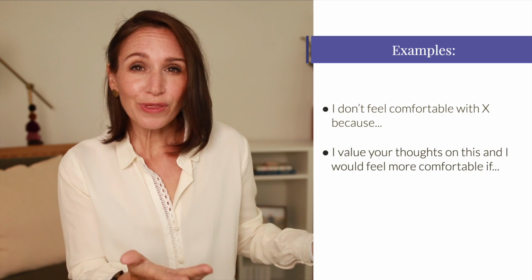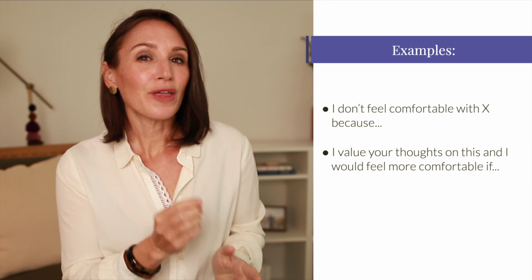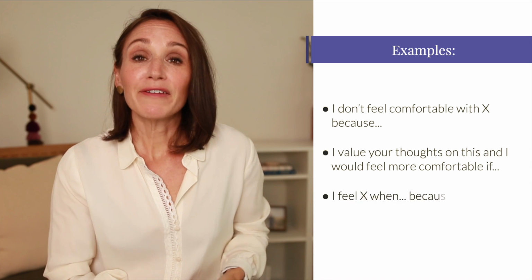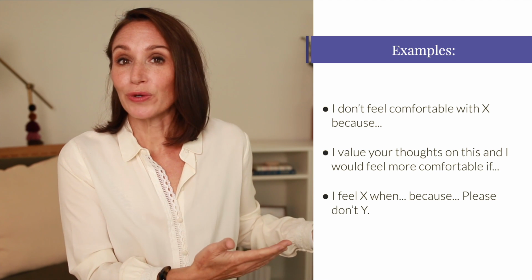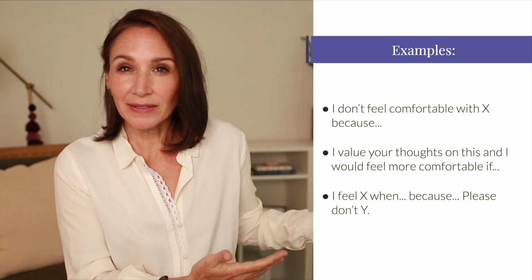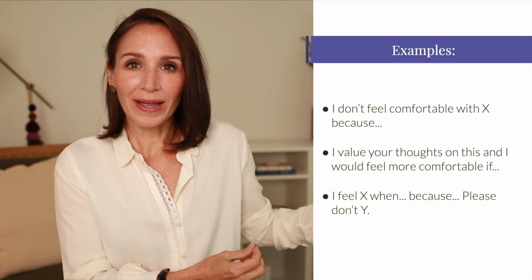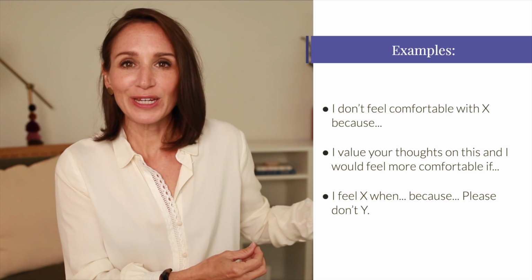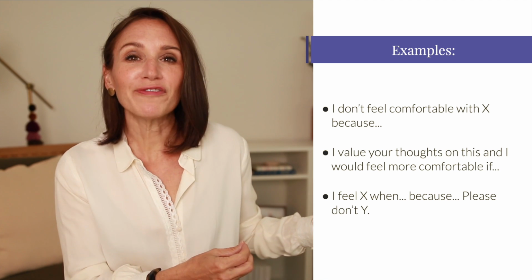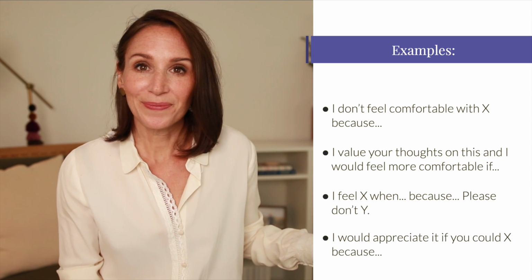Or I value your thoughts on this, and I would feel more comfortable if. A third structure might be I feel X when. I feel hurt when you make jokes, followed by because, the reason. And then finally, please don't do Y. This is where we're communicating the boundary. Please don't make jokes about. And finally, I would appreciate it if you could do X because.